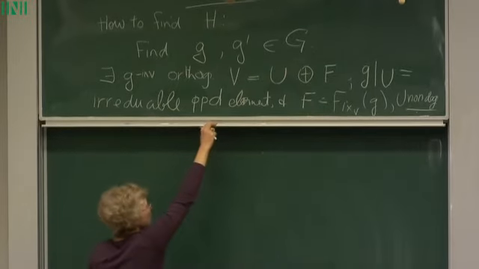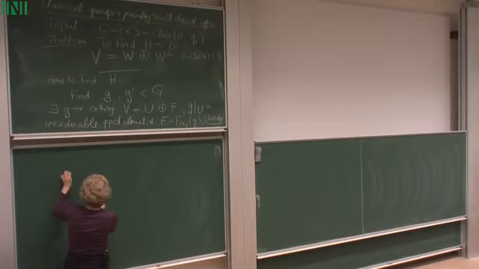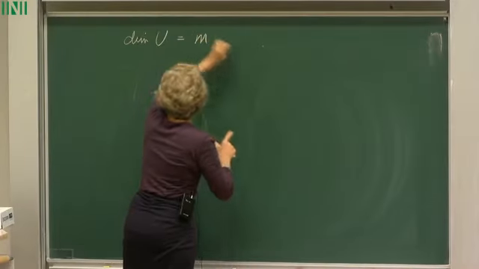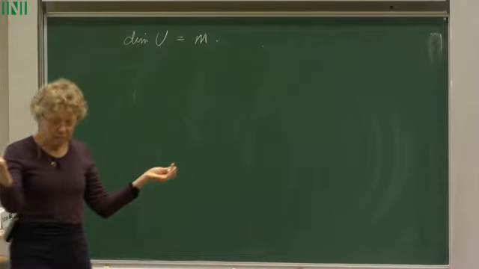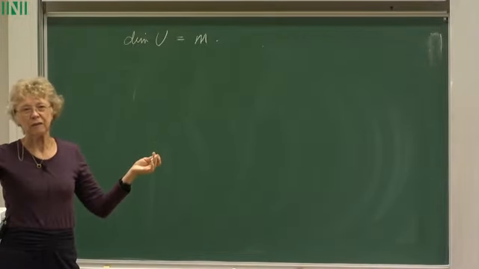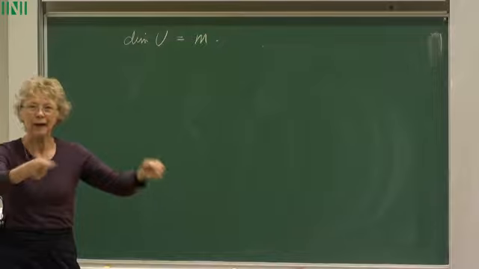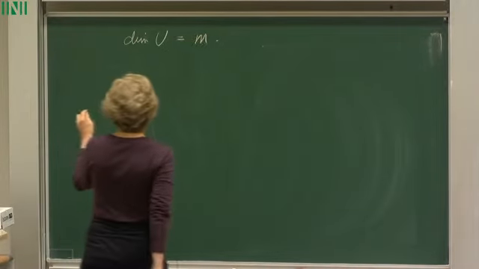Okay, so first, what do I mean by a PPD? So if the dimension of U is m and the field is of order q, and of course I'm finessing here a little bit. If it's the unitary case, maybe we think of the field as being q squared, but I'm talking about all the cases. It's just going to be q at the moment.